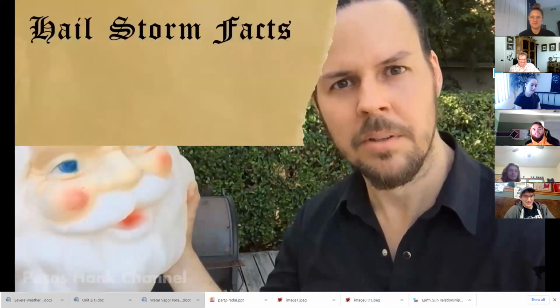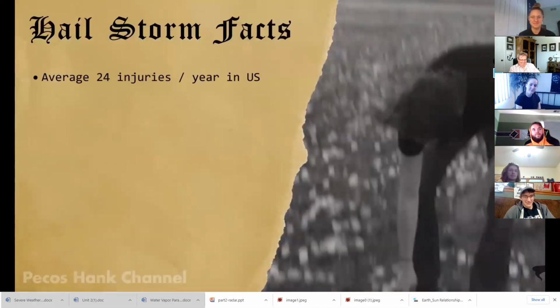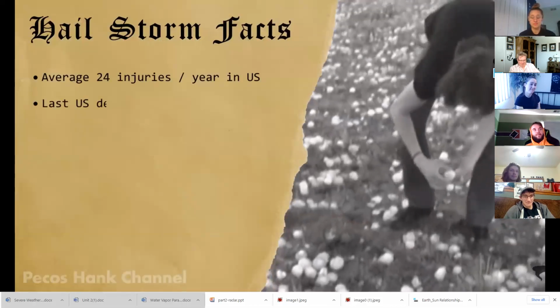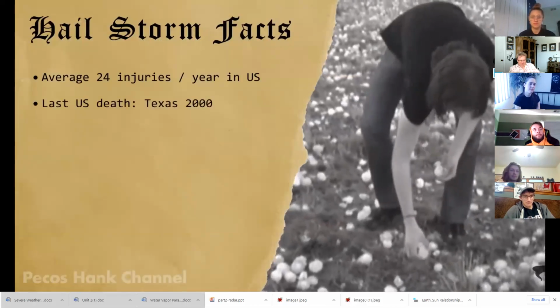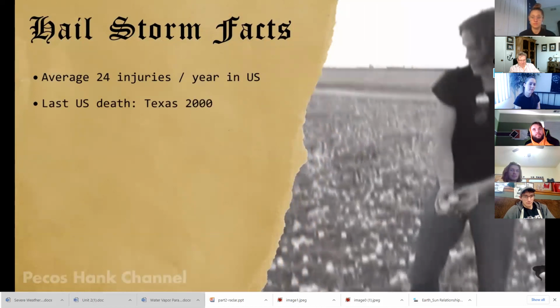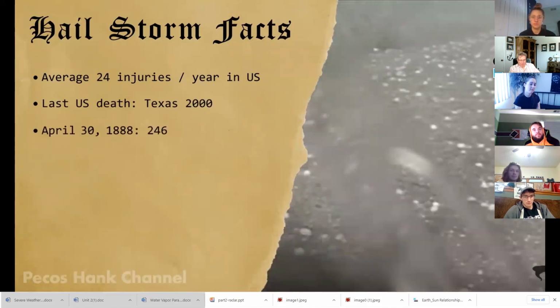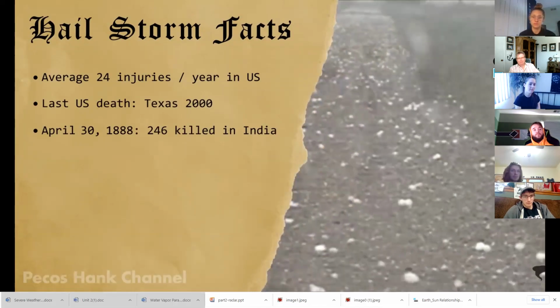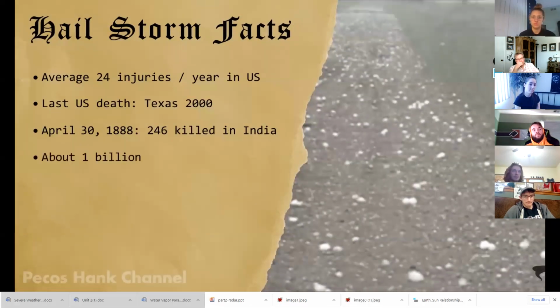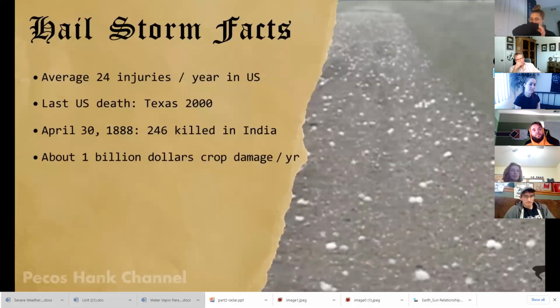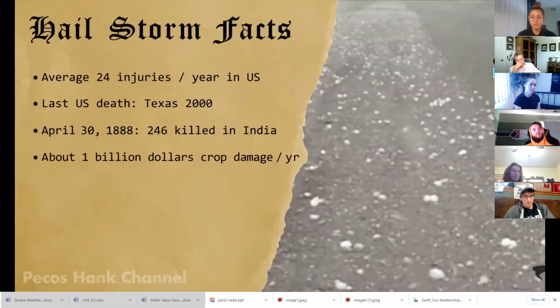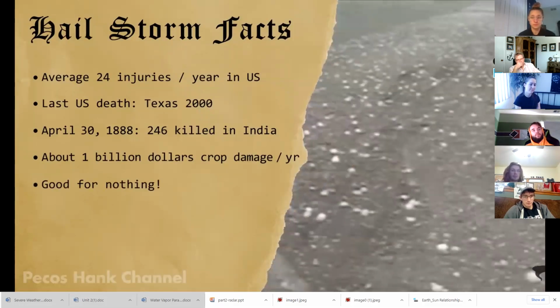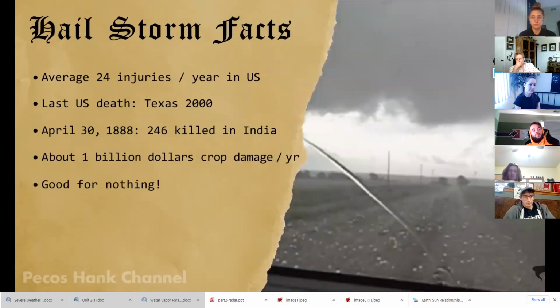Storm chasers need to mount these all over the cars. Hail injures about 24 people per year here in the U.S. The last hail-related death occurred in Texas in 2000 after a man got struck in the head. On April 30th, 1888, devastating hailstorms killed 246 people in India. On average, hail causes almost $1 billion of damage to crops each year in the U.S. And unlike rain and snow, there isn't a single thing useful about it.